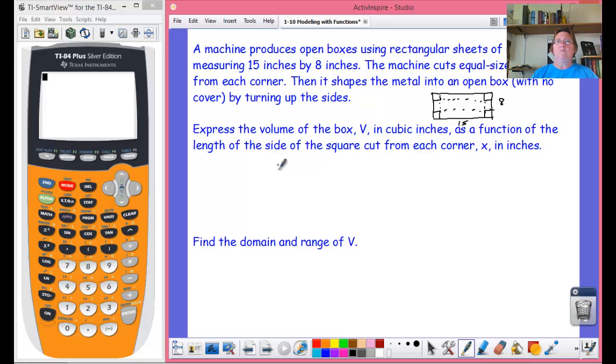Express the volume of the box in cubic inches as a function of the length of the side of the square cut from each corner, x. So x is that right there and that right there, and following all the way around, all of these have a value of x.